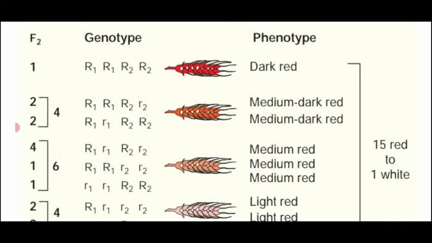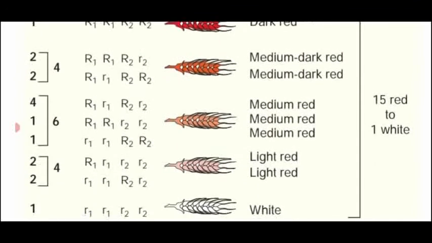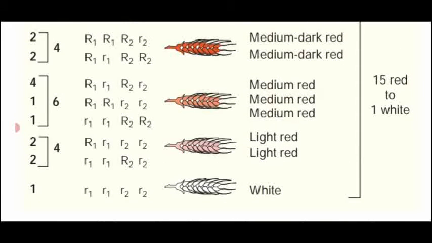Another one, the ratio is 4, 2 plus 2, 4 is there. One of them is dark red. Another, the ratio of medium dark red is 4. Then next, medium red, 2 capital R's are present. First one R1 small r1 R2 small r2. Another one capital R1 R1 small r2 r2. Next one is small r1 r1 capital R2 R2. So they are all medium red, and the number is 6.